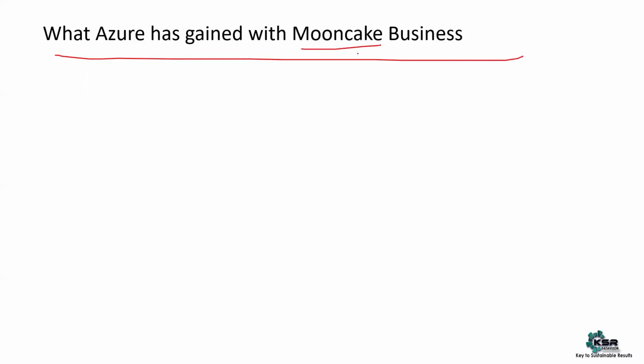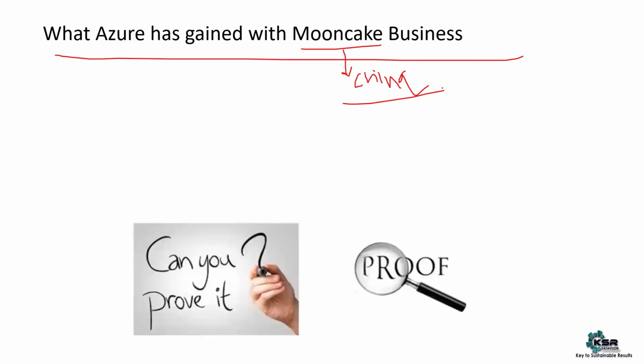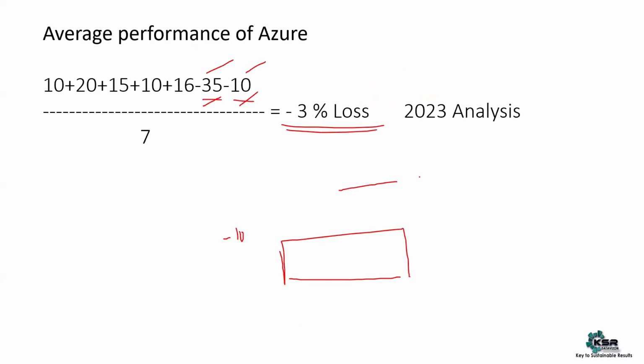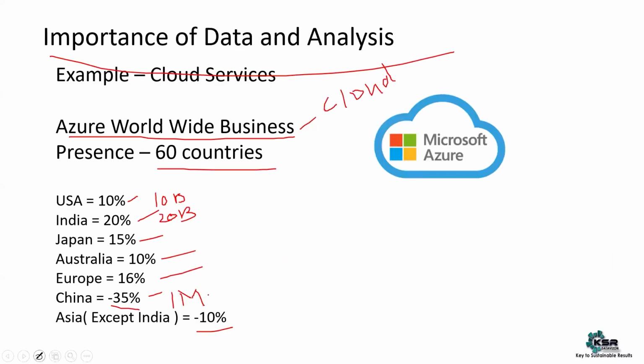Now, what do you mean by Mooncake? Azure is called Mooncake in China. You might rarely know this name. As I work with Microsoft, I know a few important names which are used. What has Azure gained with Mooncake business? See, the Azure cloud is having a negative 35% profit, which is a loss, but accepted.